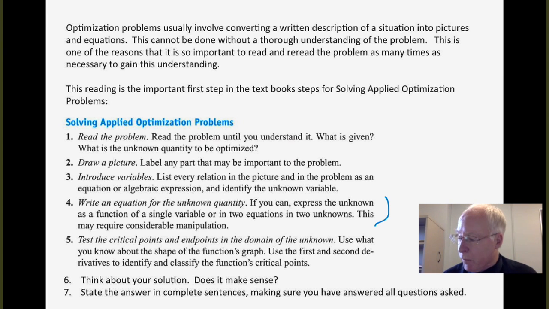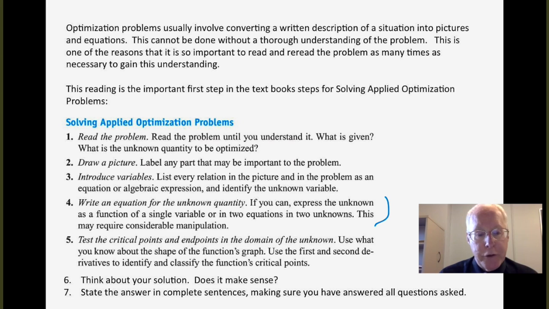Fourth step, once you've got a good picture, decided what's important, put variable names on it, you want to try to write an equation for the unknown quantity, that is the thing you're trying to maximize or minimize, and express it hopefully as a function of a single variable involving some of the things you've labeled in the picture. Now sometimes this won't be possible, at least not immediately. You may have to use 2 equations in some cases and use one of the equations, known as a constraint, to eliminate one of the variables in the other equation.